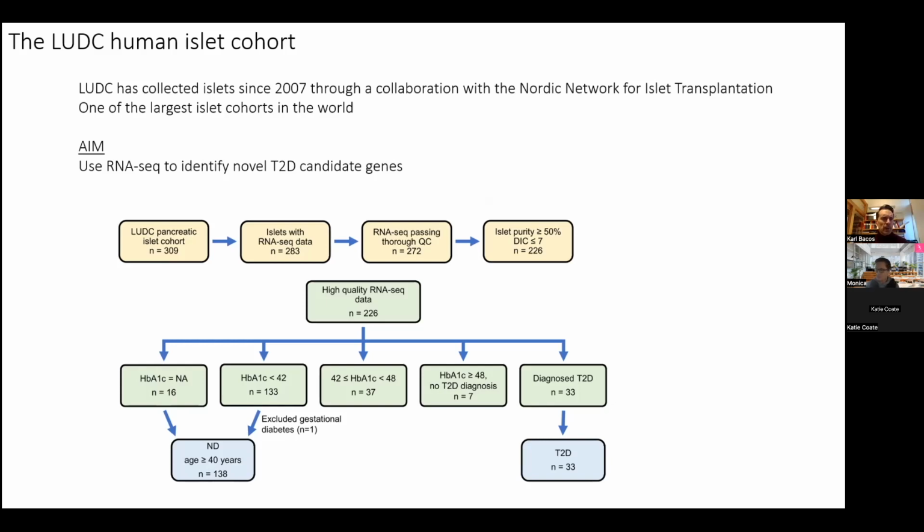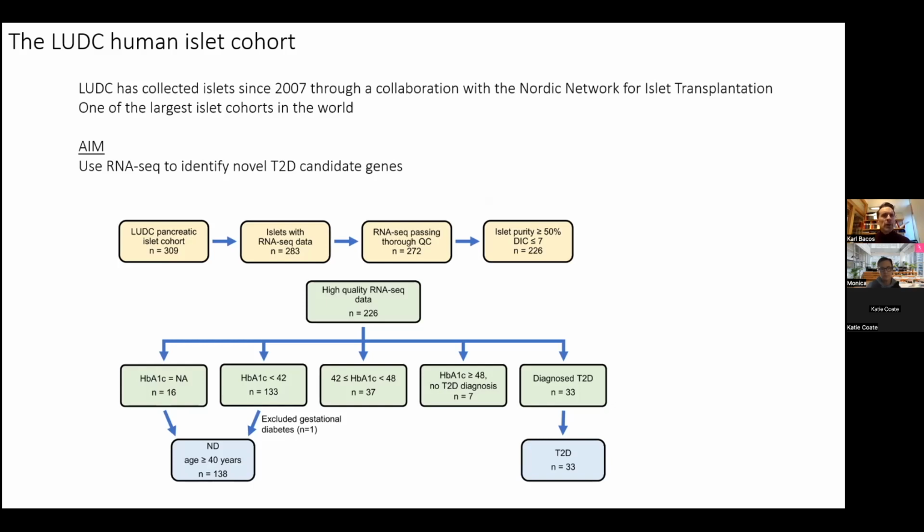So this is now one of the largest such cohorts that at least we know of. And our aim was basically to use this to identify novel type 2 diabetes candidate genes. And this figure shows you a description of the cohort and of our analysis. When we started, we had just over 300 islet samples, or samples from islet donors. We did RNA sequencing on 283 of these.